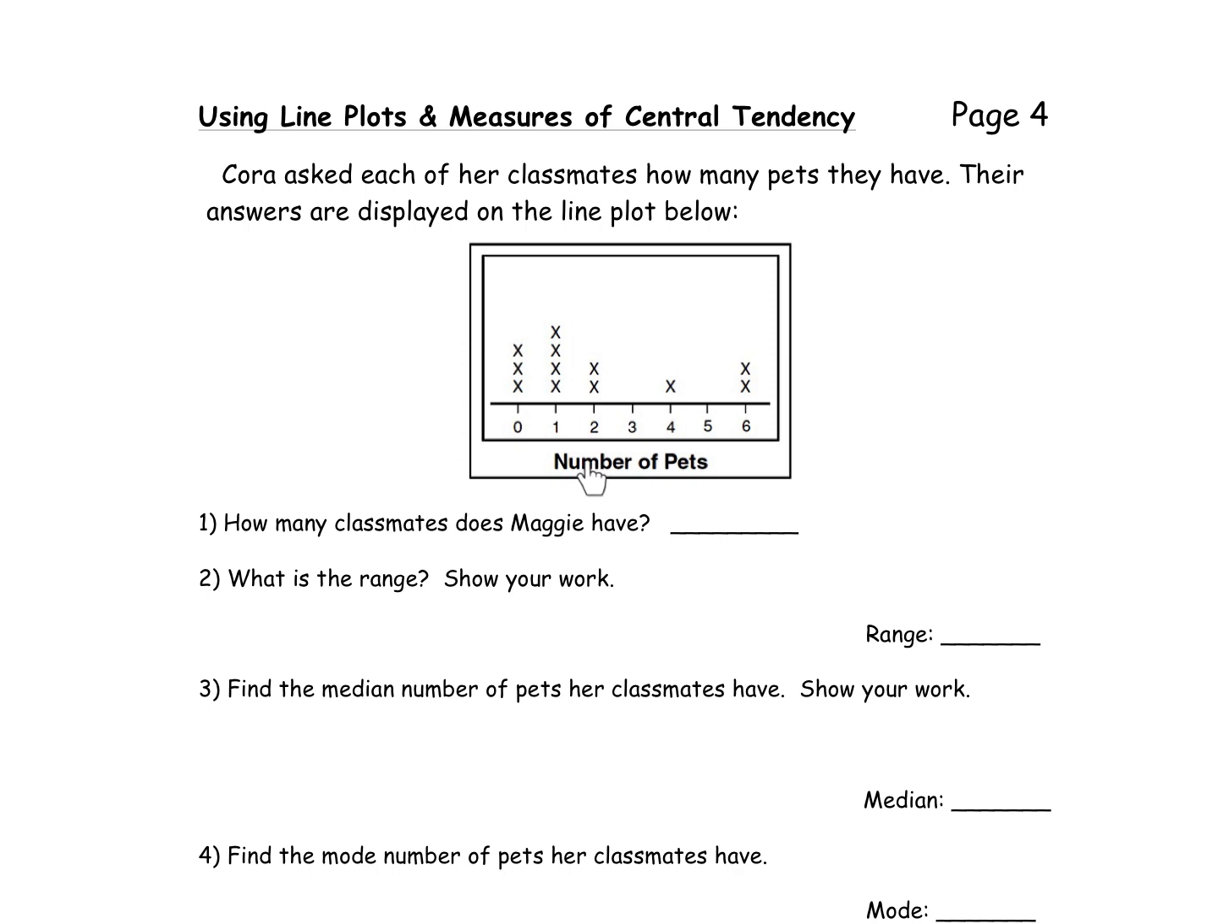So as we look, this is titled Number of Pets, and we can see that there are marks for each student after they named their number of pets. So the first question says, how many classmates does Maggie have? So this scale lists how many pets each student has. In order to answer how many classmates, we're going to count the number of marks. So 1, 2, 3, 4, 5, 6, 7, 8, 9, 10, 11, 12. So Maggie asked 12 of her classmates.